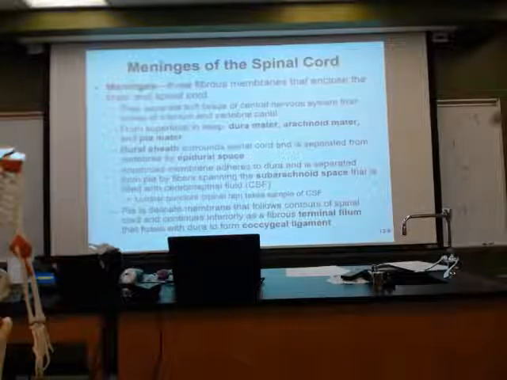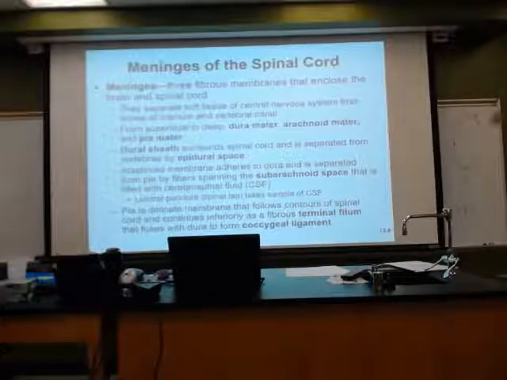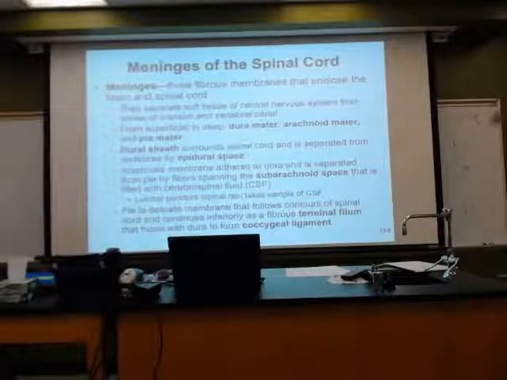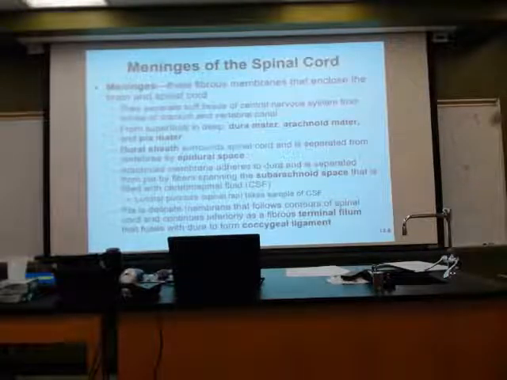The wrappings around the spinal cord are termed our meninges. We probably understand the meninges because we've all probably heard of something called meningitis. All right, and this is what meningitis is. It's an inflammation of this covering around the brain and the spinal cord.